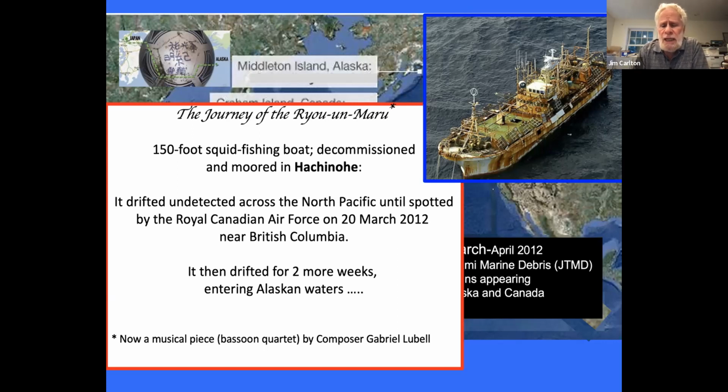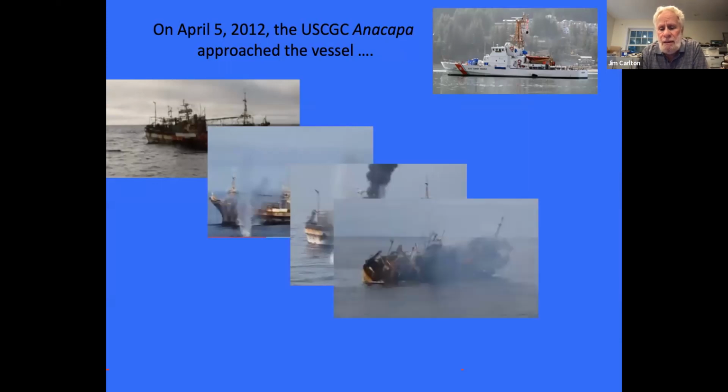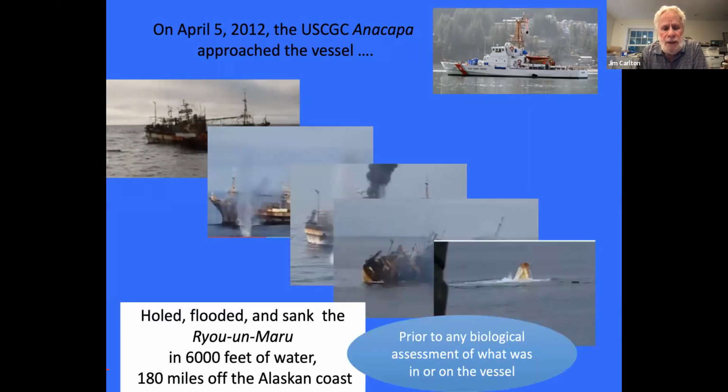The vessel was now drifting in Alaskan waters, and because we have large U.S. Coast Guard vessels that have large guns on them and cannons, but have very little use for those, the U.S. Coast Guard vessel Anacapa was deployed to sink the Rio One Maru, which it did unceremoniously to the bottom of the sea in 6,000 feet of water. Unfortunately, prior to any biological assessments of what was on or in the vessel, presumably most of what was in the vessel went to the seabed, unless there were a few things shaken loose by the cannons.